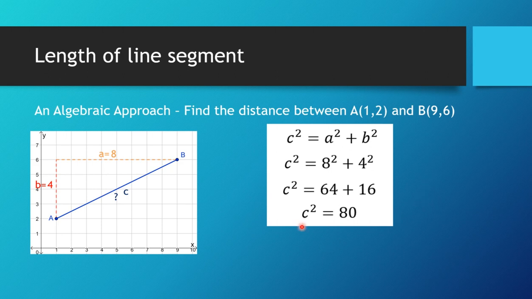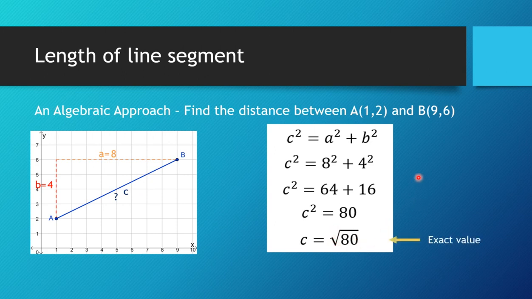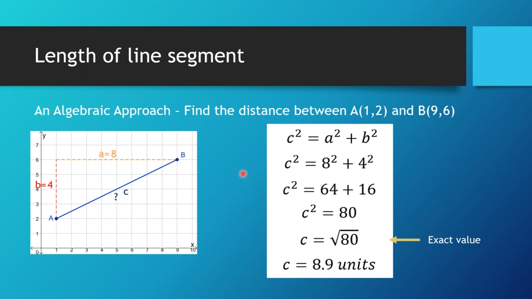Now, I'm not trying to find C squared. I need to find out what C is. So I need to find the square root of 80. If we stop there, that's called the exact value. But I can go further and I can use my calculator and get an approximation, in this case to 1 decimal place. So the length of C is 8.9 units to 1 decimal place. That's the algebraic method, and it requires following this setting out with different numbers for our two sides.